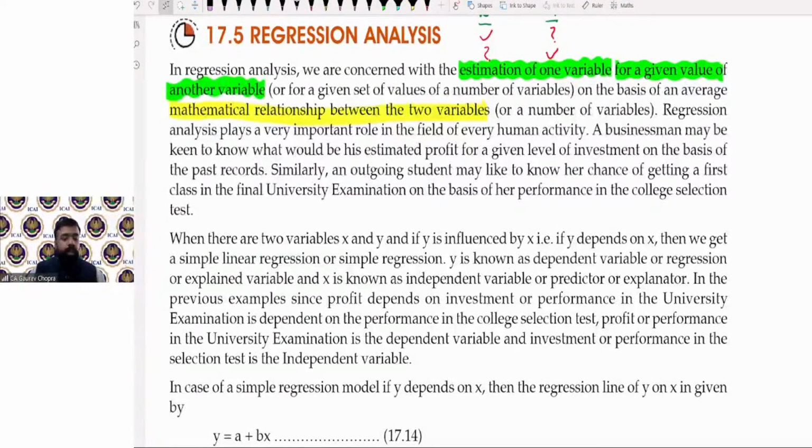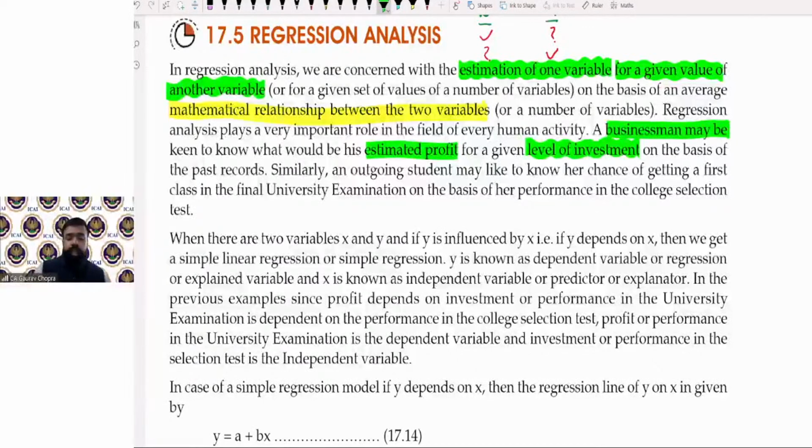So a businessman may be keen to know his estimated profit. तो हम practical अगर example लें तो एक businessman को क्या चाहिए? उसको अपना estimated profit चाहिए. किससे वो पता लगाएगा? विद द गिवन लेवल ऑफ इन्वेस्टमेंट, कि अगर उसने 10 लाख रुपए लगाए हैं तो एस्टिमेटेड प्रॉफिट कितना होगा? 2 लाख रुपए, 3 लाख रुपए, 5 लाख रुपए. तो जो भी एस्टिमेटेड प्रॉफिट है ये वैल्यू हमें कैलकुलेट करनी होगी विद द हेल्प ऑफ रिग्रेशन.